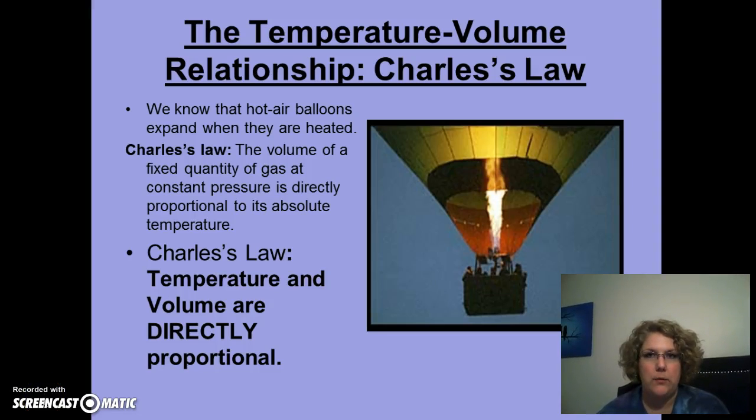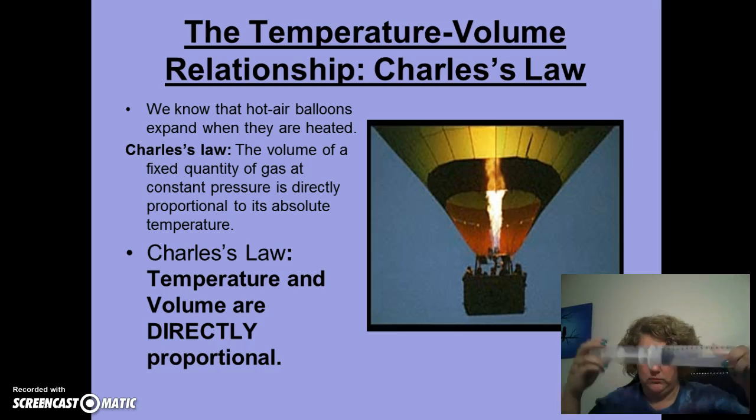Hello! Now we are going to pick up with Charles's law. First we talked about Boyle's law, that pressure and volume are inversely proportional, so when one goes up, the other goes down. For example, I have this massive syringe thing.